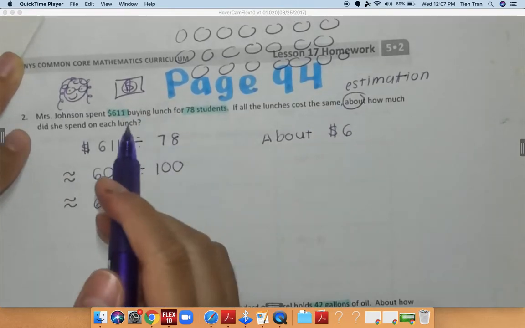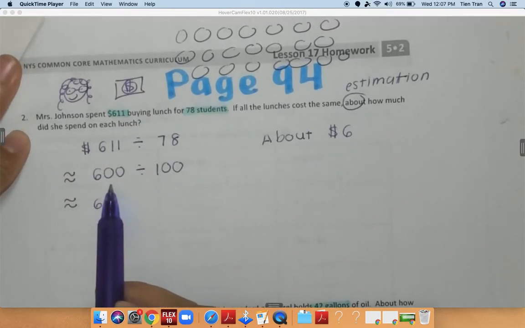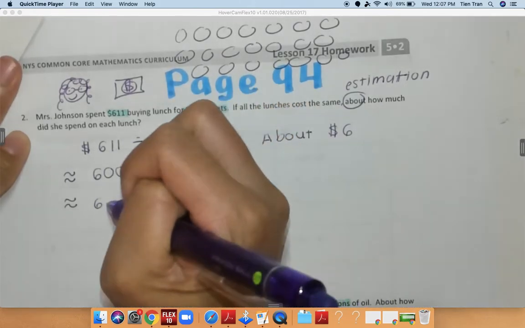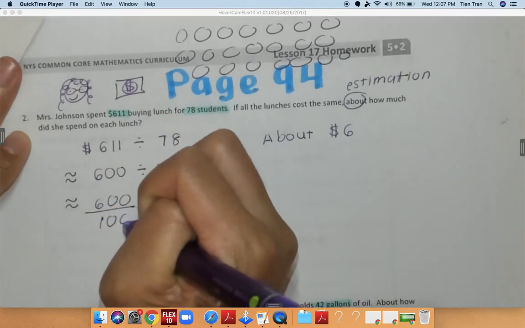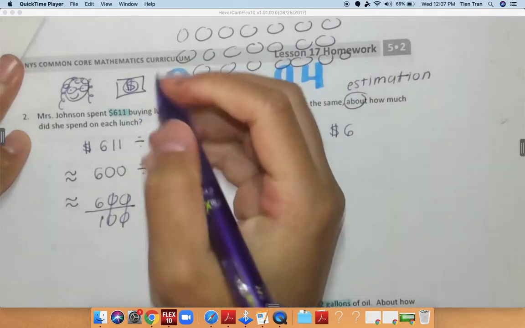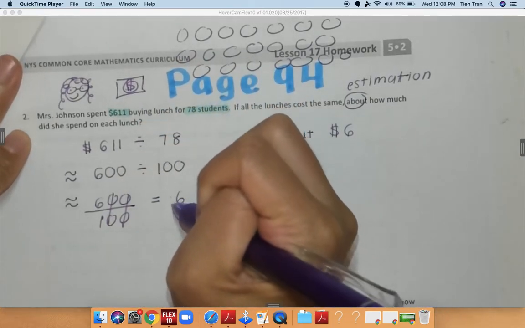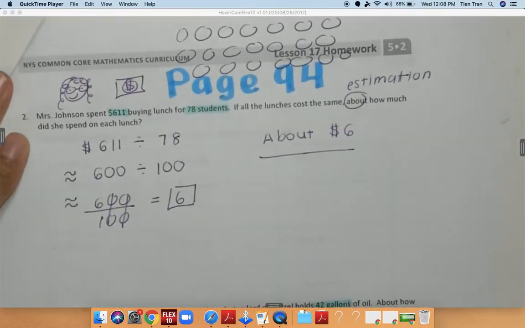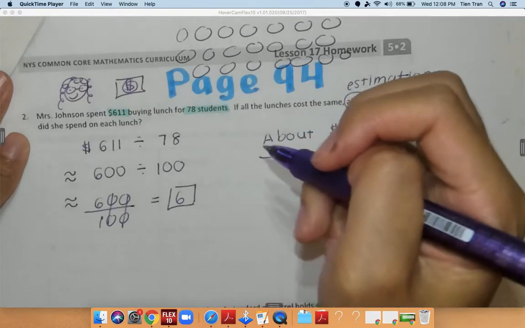So we have $611 is going to be rounded to 600, and 78 students is going to be rounded to 100. So we have 600 divided by 100. I'm crossing off my zeros because 0 divided by 0 is equal to 0. And 6 divided by 1 is equal to 6. So that means that it's going to cost about $6 for each student.